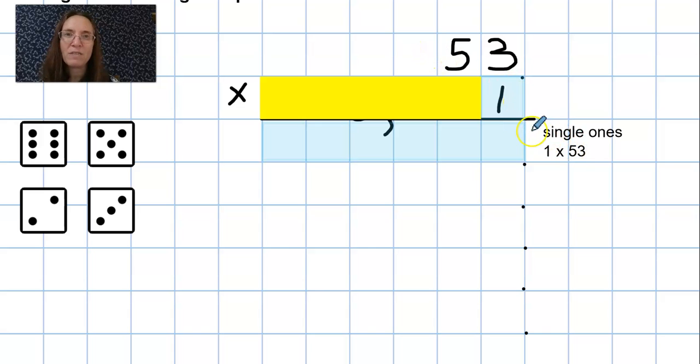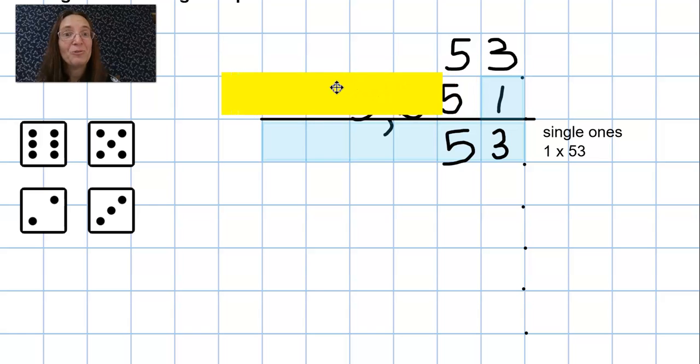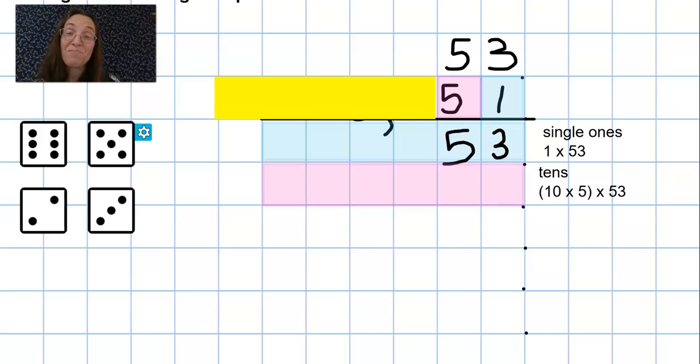So if I start in the single ones place, you can see that we have a single ones column, but we also have a single ones row. And the single one we're talking about here is this one. 1 times 53. Well, lucky for me and you, that was pretty easy, wasn't it? Let's move on to the tens place and the tens row. This is a step that you have done in class before by now. We're now doing 50 times 53. And this is where we will write the tens multiplication.